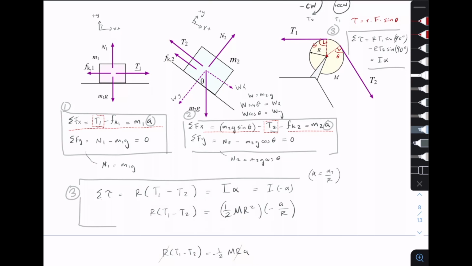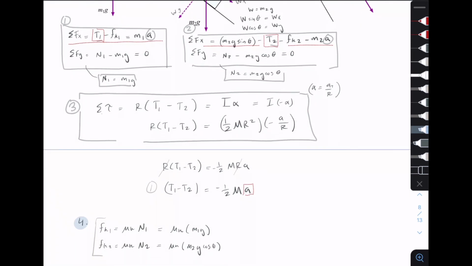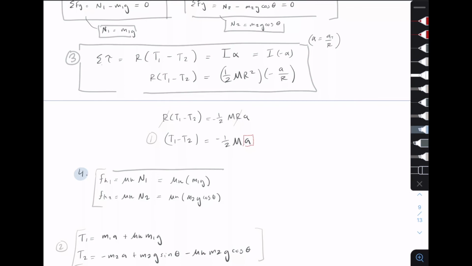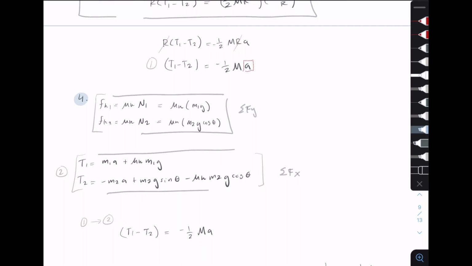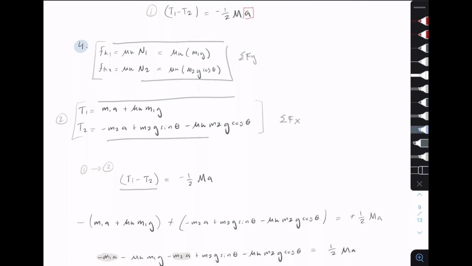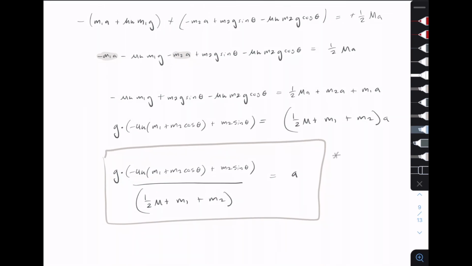Then we took equations from the rest of these. We needed everything in y to get the frictional forces, because we needed those normal forces. And then we used the x equations, the sum of forces in the x equations for both of them, to get these. Then we subbed T1 and T2 into our torque equation. We did a lot of simplification and we got a final expression for acceleration.